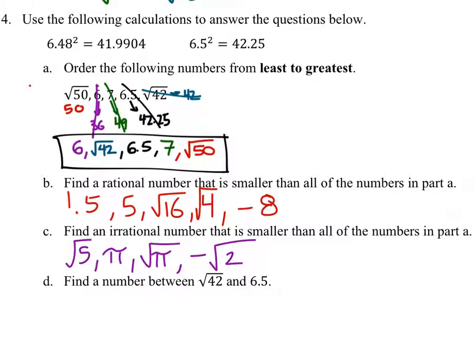Part D, find a number between the square root of 42 and 6.5. So it just says a number, it doesn't have to be rational or irrational. But if we squared these, the square root of 42 squared is 42, and the square of 6.5 is, we can see at the top there, 42.25. So what's a number between 42 and 42.25? 42.1. That sounds good. 42.1, and then we just square root that. Done.